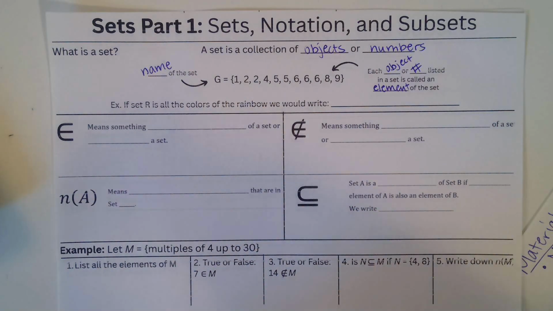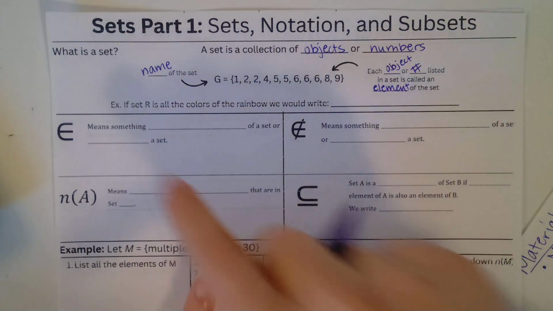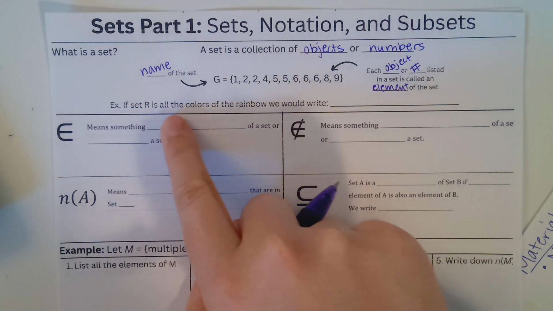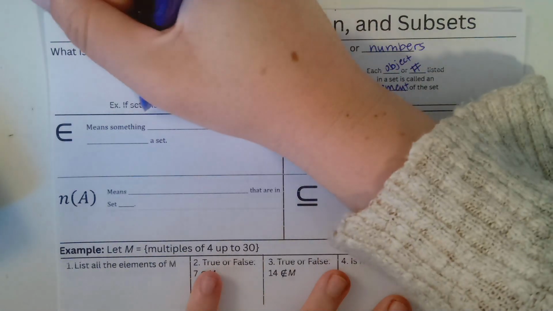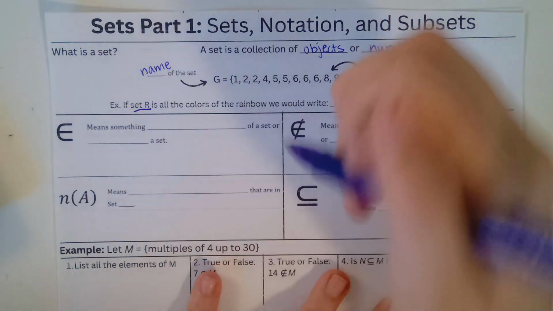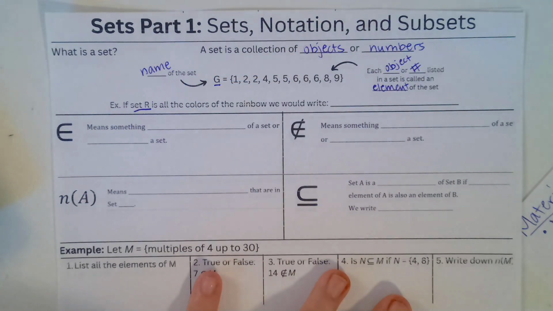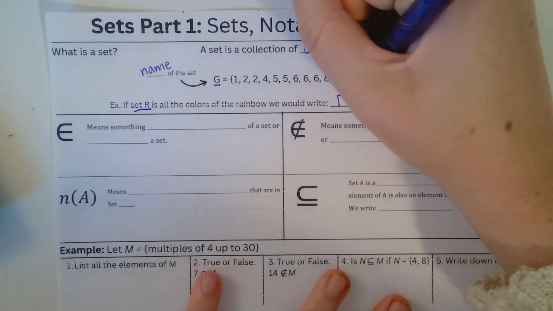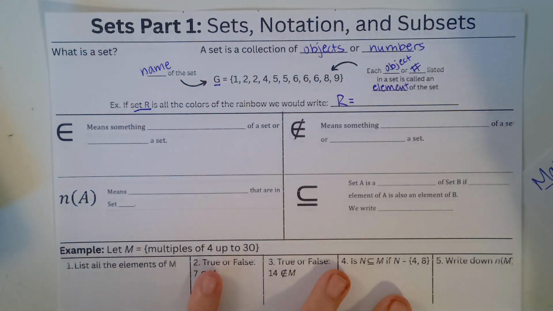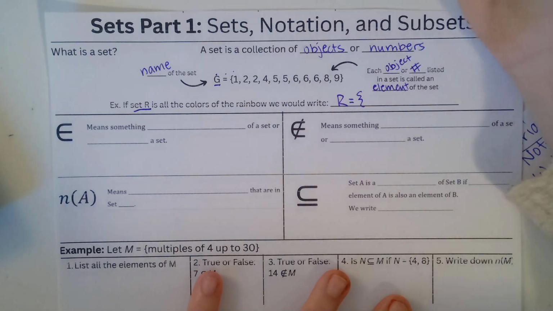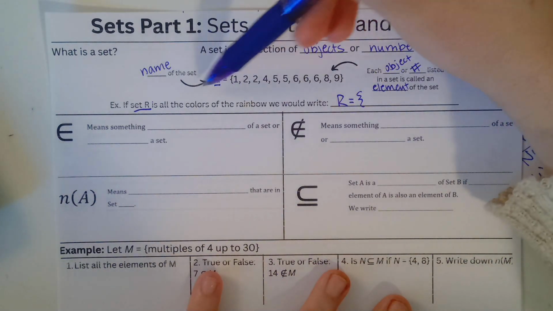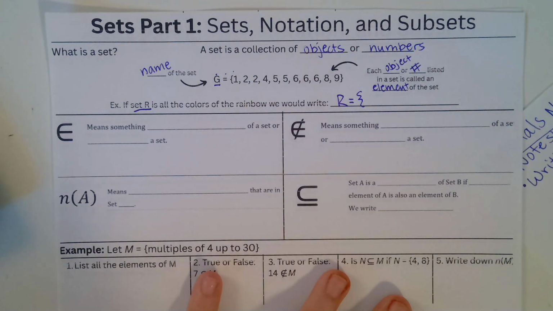So for example, if there was a question that asked you to make a set yourself, if set R is all the colors of the rainbow, we would write it like this. In this question, they give you the name of the set. They give you the R, just like G was the name of the other set. So I'm going to title it R, and then equals, and then I'm going to have the curvy brackets. That letter, equals, and then a curvy bracket is part of the set every single time. After that, I'm just going to list all of the colors of the rainbow, and then I'm done.